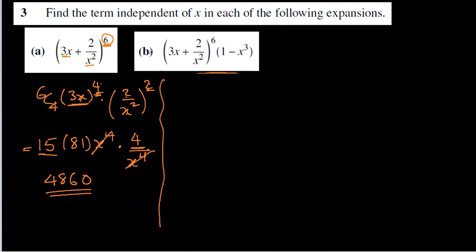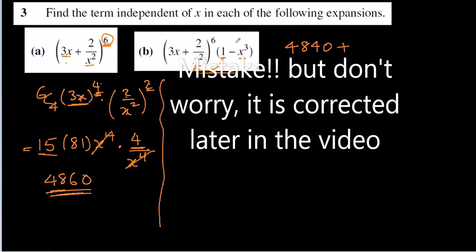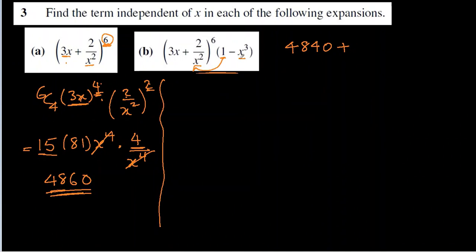Done. Let's focus on part B. Here also is exactly the same expression on the left side, but we have additionally 1 minus x cubed. That means we should get one term independent of x because of the 1, and one term independent of x because of x cubed. The one which will multiply with 1 from the first bracket is this. We are sure about this. So the first term is with us. Done. The one we have to look for now is the one which will multiply with x to the power 3 and cancel out. So let's do the rough work here.